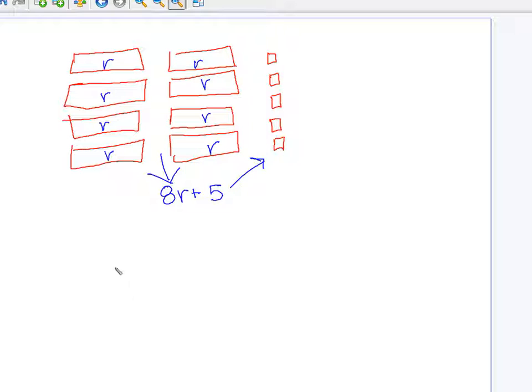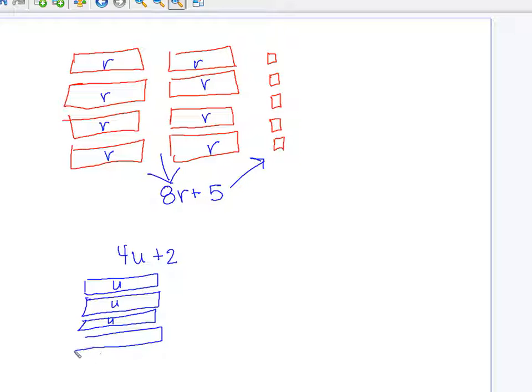And something like number 9, it says 4u plus 2. So that means they have 4 long ones, and they all have a u in them. And then 2 little ones. And that's it.